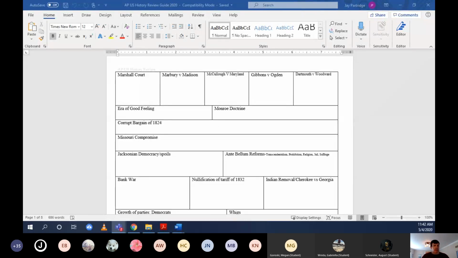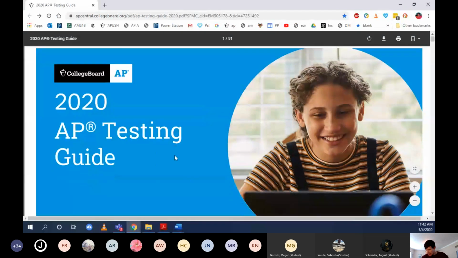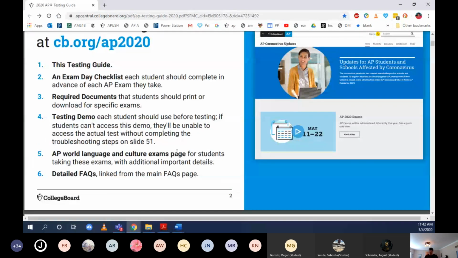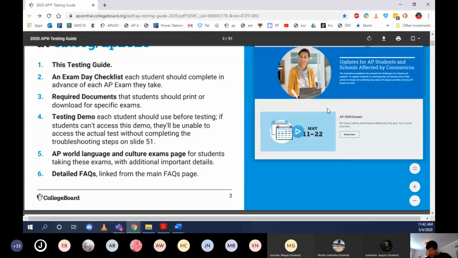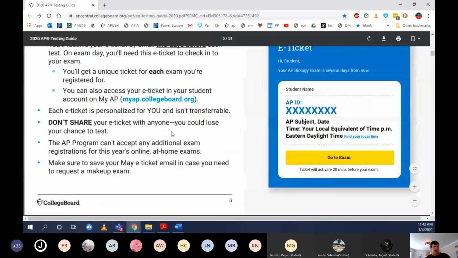And so when you start the AP exam, oh, I almost forgot. Don't forget to look at this testing guide. Go through it, it has the exam day checklist, the documents, all kinds of information on here. I tried to click some of these links, and they must be changing a few things, but you can come back to them. They have a YouTube site with a bunch of updates and information on how to get on this. Please look at this.